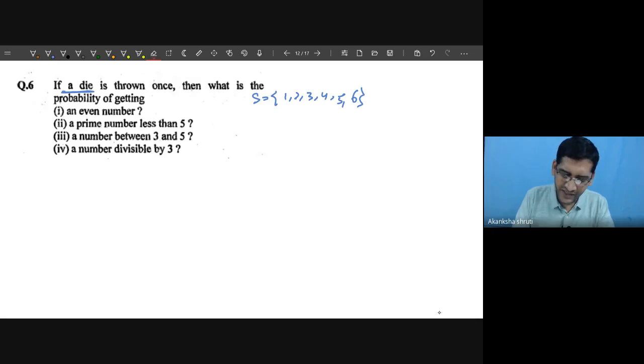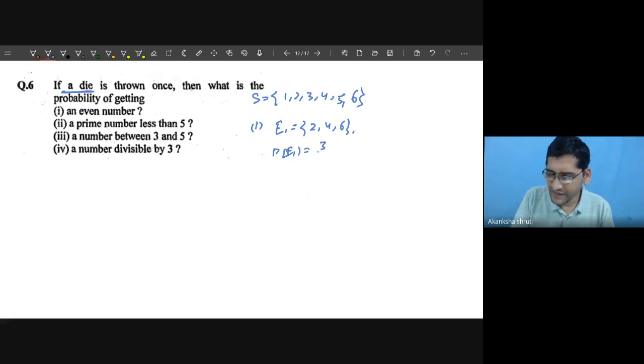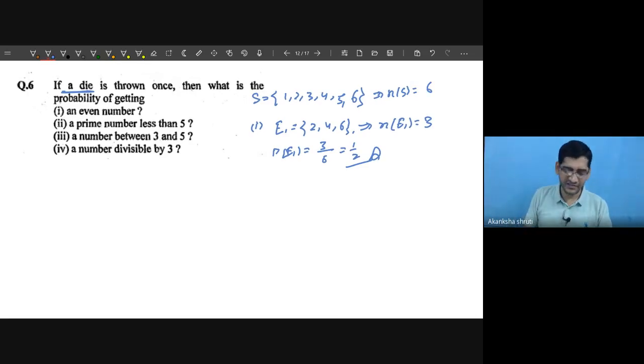So in the first one, it is our E1. Event of 2, 4, 6. So PE1 is like our 3 by 6, 1 by 2 is the answer. Okay, I'm writing directly, but better to write this: NE1 is 3, NS is equal to 6, then we have taken the ratio.